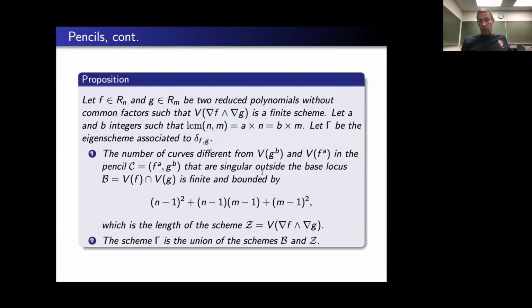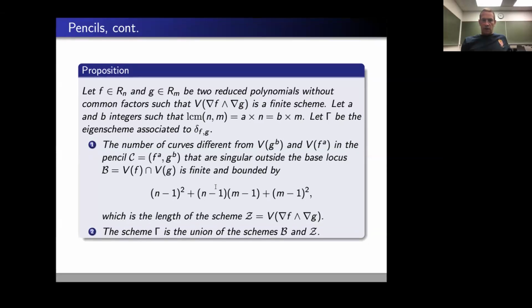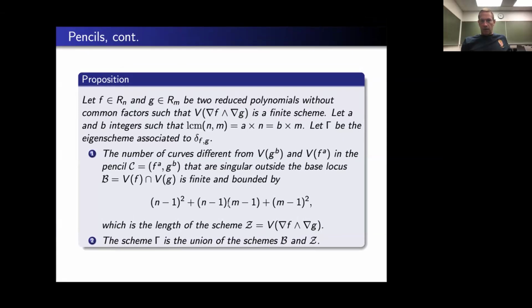Then we have a finite number of curves that are singular outside the base locus. Remember, the base locus is just the common zeros of f and g, so V of fg. So we have a finite number of singular curves, and then our scheme gamma, and gamma is the eigenscheme. So this is describing the eigenscheme.